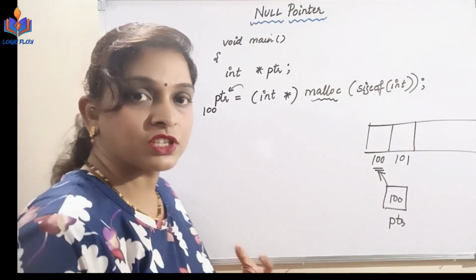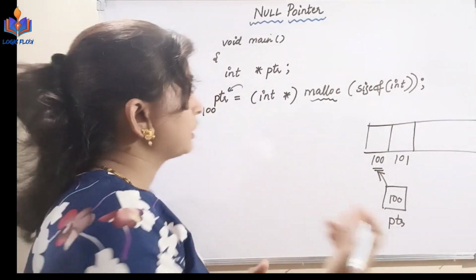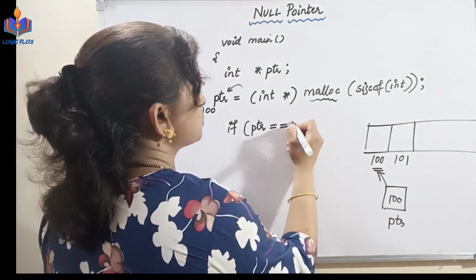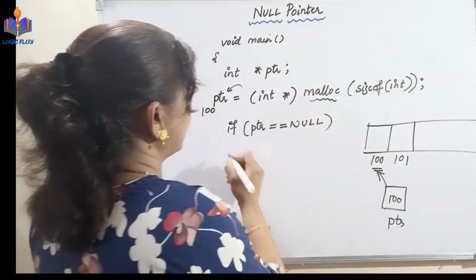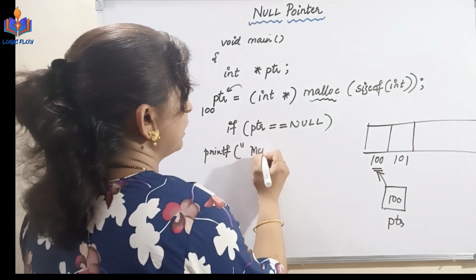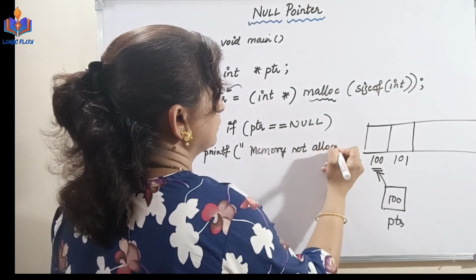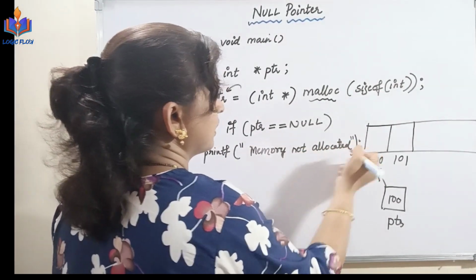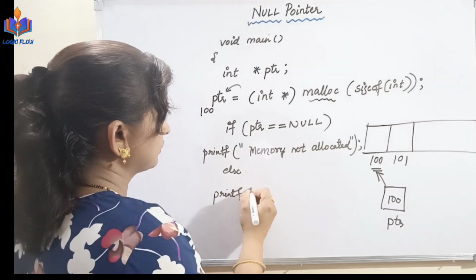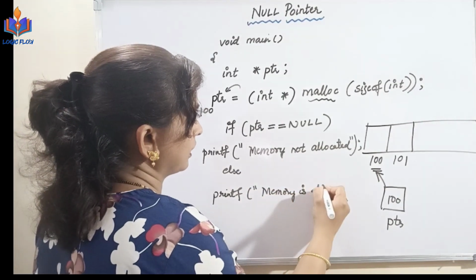If I want to check whether malloc has allocated memory or not, I need to put a statement to check if PTR equals NULL, then I can just put a message printf memory not allocated, else printf memory is allocated.